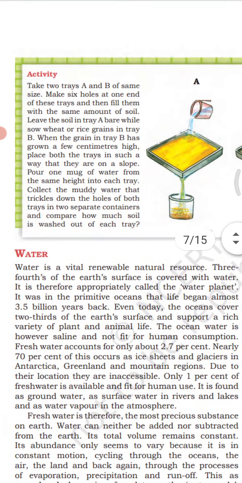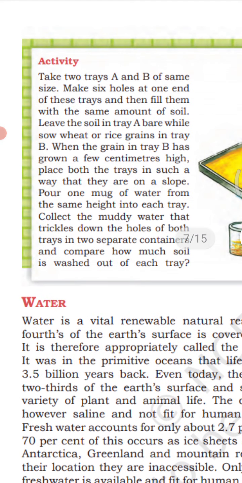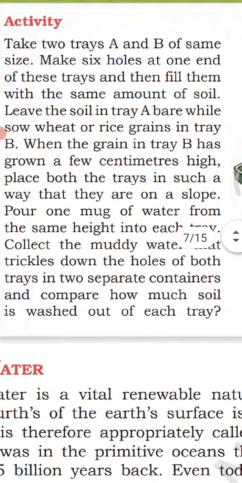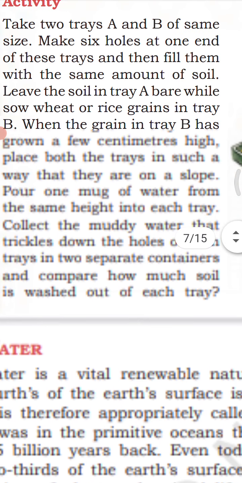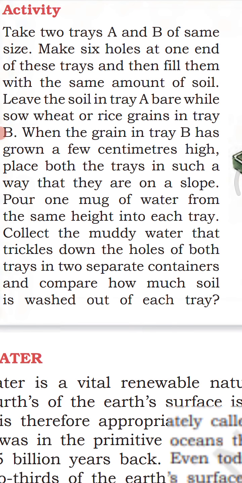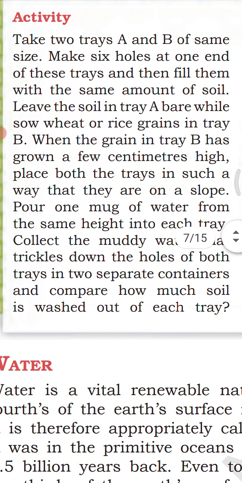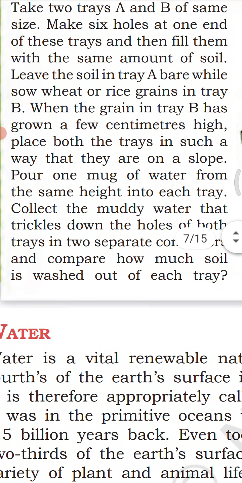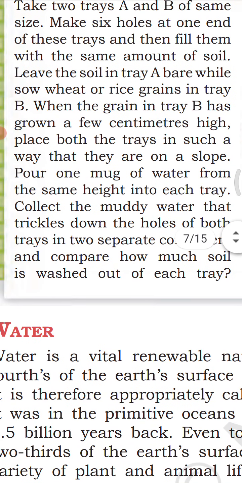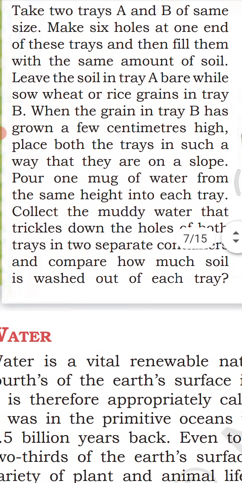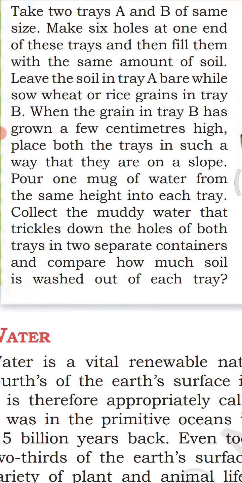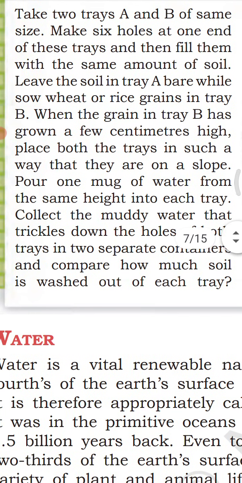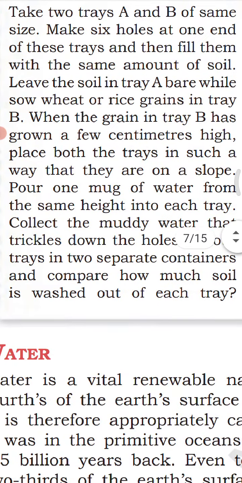In this activity you have to take two trays A and B of the same size. Make 6 holes at one end of these trays and then fill them with the same amount of soil. Leave the soil in tray A bare, while sowing wheat or rice grains in tray B. When the grain in tray B has grown a few centimeters high, place both the trays in such a way that they are on a slope.